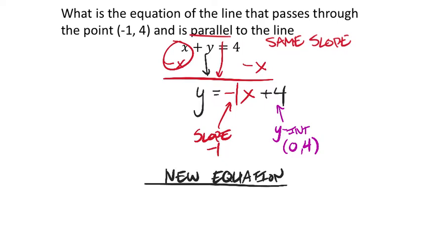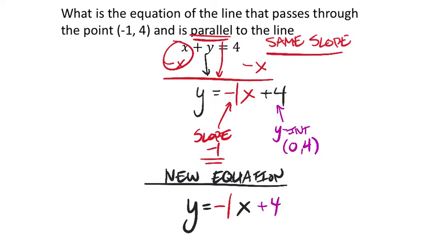So my new equation, it's going to take the same format, y equals mx plus b. Well, since the slope is the same for a parallel line, and I have a slope here at negative 1, I know that my new slope will also be negative 1. What I don't want to do is say, well, I see the y-intercept is 4, so I'm going to put plus 4 there. Don't do that either, okay, because we don't know what the y-intercept is for the new equation. That's what we got to figure out.